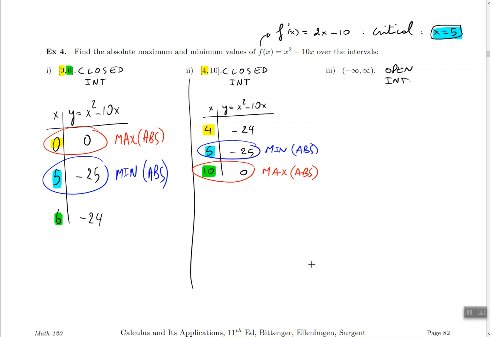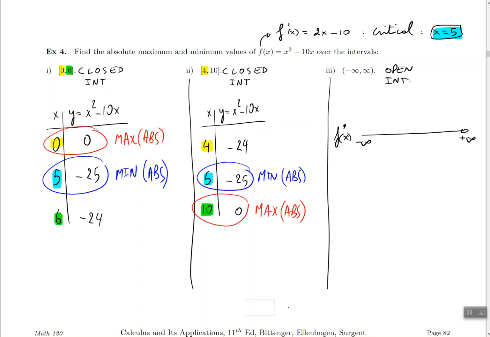Now let's look at the last part and see what's going on there. For the last part, the interval is open. Whenever there's no interval mentioned or the interval is negative infinity, positive infinity, we pretend that's an open interval. To decide the max and min, we do the same usual thing and run the first derivative test. I'm starting with negative infinity, positive infinity, and 5 is in the middle. Pick a number before to test, let's say 0. Pick a number after to test, and we're going to put these numbers into the derivative.